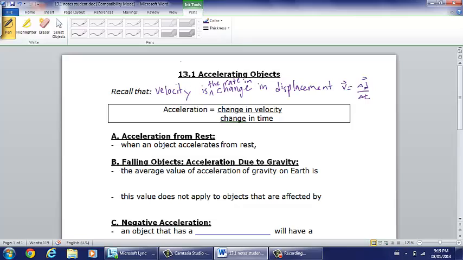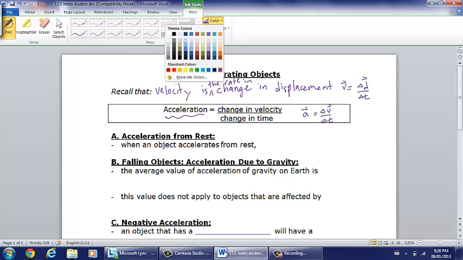Whenever speed is increasing or decreasing, or velocity is increasing or decreasing, the object is accelerating. Acceleration equals change in velocity over change in time. To write this as a formula, the symbol for acceleration is small a with an arrow over it because it is a vector quantity, meaning it has direction. So acceleration equals change in velocity. This little triangle means change in, over change in time.